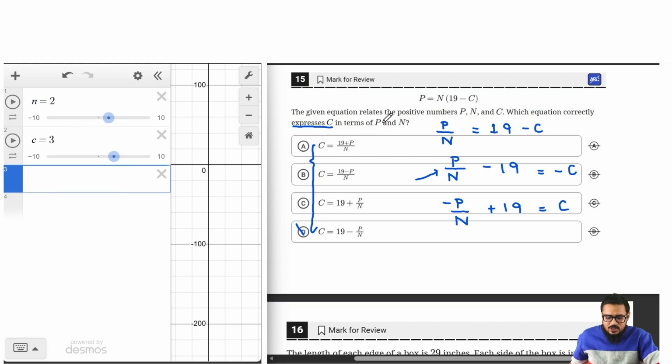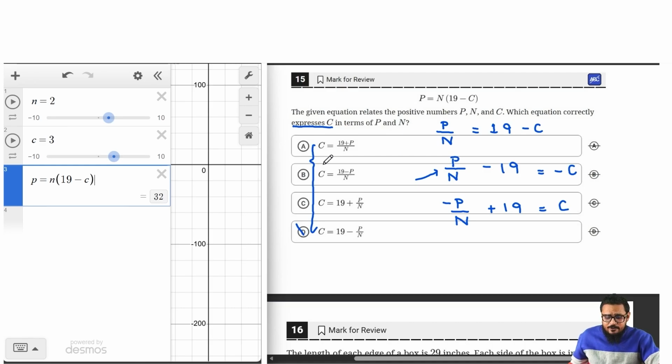Now let's provide the equation in Desmos. What is the equation that we're dealing with? We're dealing with the equation that starts with p is equal to n times, and then we have 19 minus c, right? 19 minus c. That's my equation. Desmos tells me that once n is 2 and c is 3, you will get your value of p as 32, right?